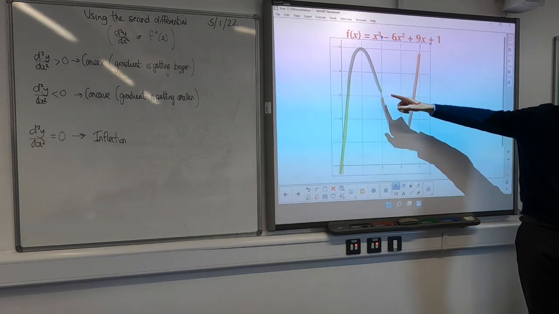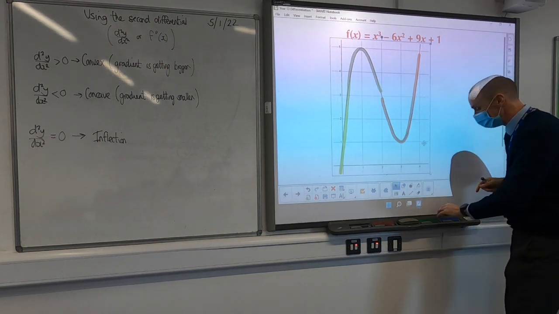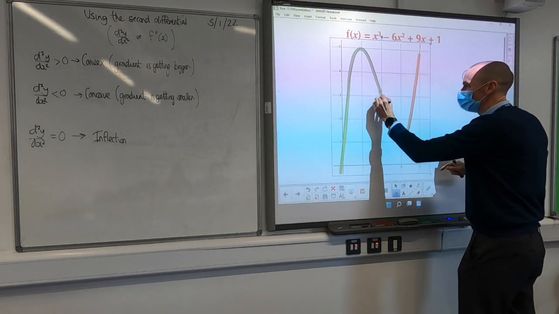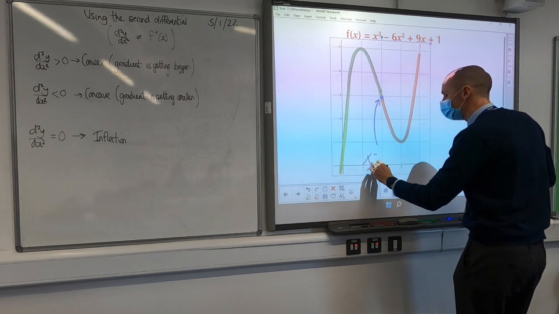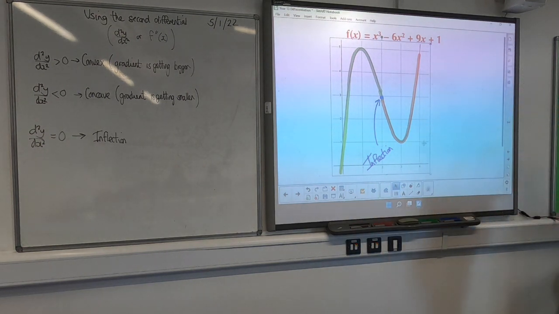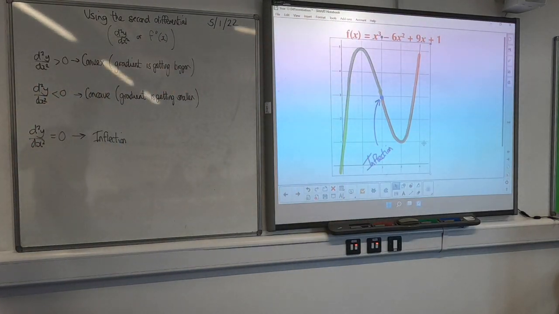This one here is not a turning point. The gradient does not become 0. But it is important that we realise that somewhere along this line we get a point of inflection where the curve switches from being concave to convex. And a point of inflection can be found because it's where the second differential equals 0.